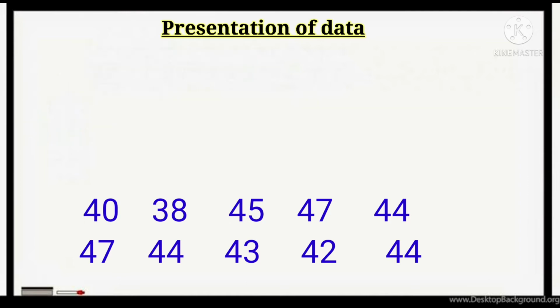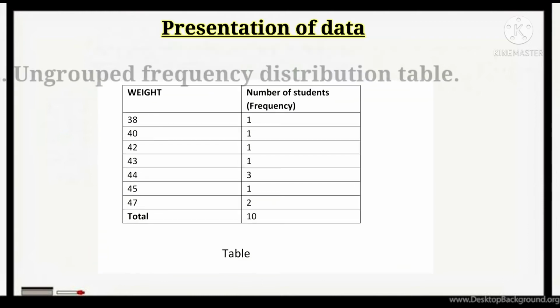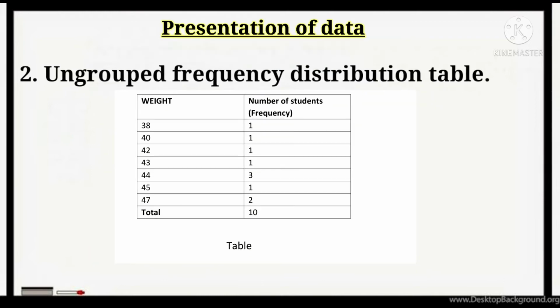Now you will see this information only. I will write this information in tabular form. In the table I will draw two columns. The first column is for weight and the second column is for number of students, also called frequency. I have written all the weights, and along with that the number of students who have those weights. You can see 44 kg weight has 3 students. Similarly, 45 kg weight has 1 student. Similarly, 47 kg weight has 2 students. This type of information in tabular form is called an ungrouped frequency distribution table.